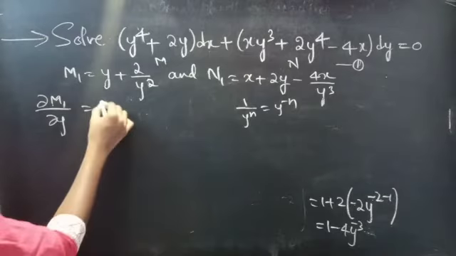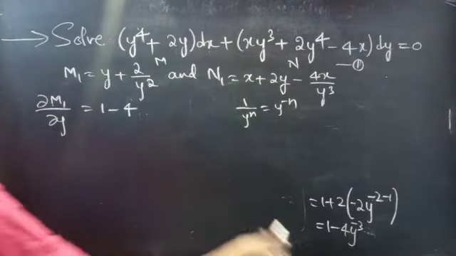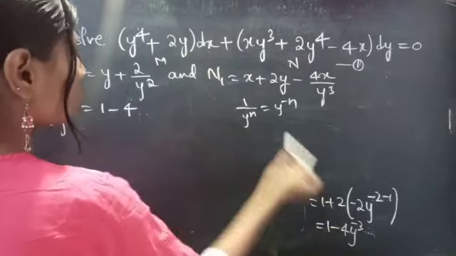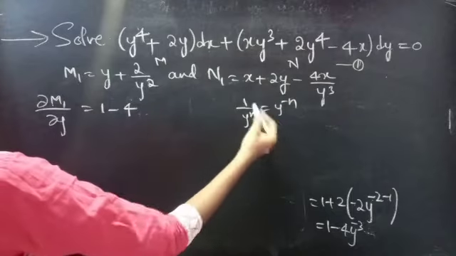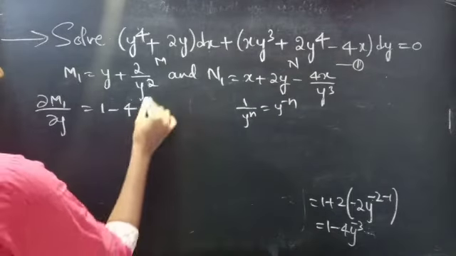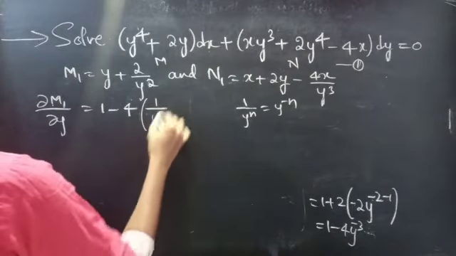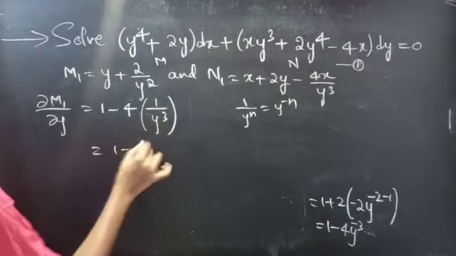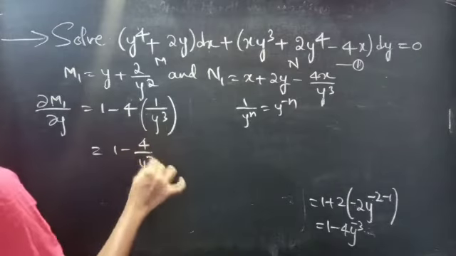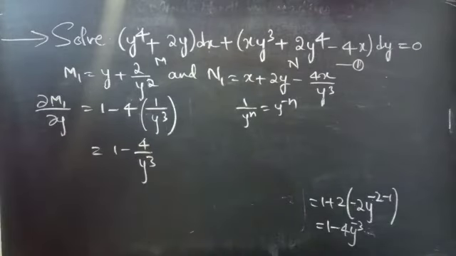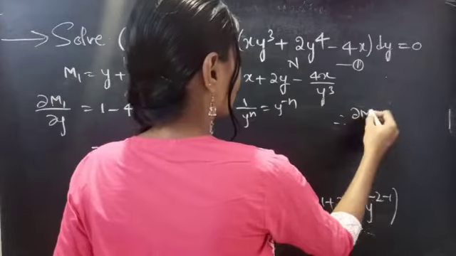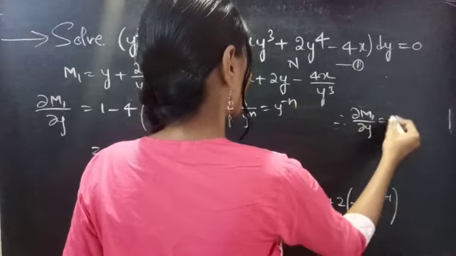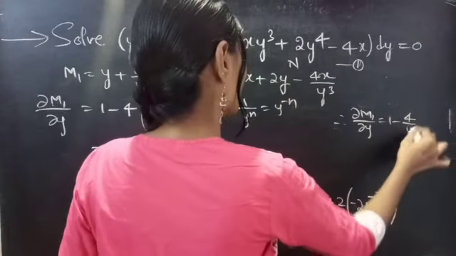Which is equal to 1 minus 4. We can write y⁻³ as 1/y³, since y to the power minus n equals 1/yⁿ. Then we get 1/y³. This is equal to 1 minus 4/y³. Therefore, the partial derivative of M1 with respect to y equals 1 minus 4/y³.